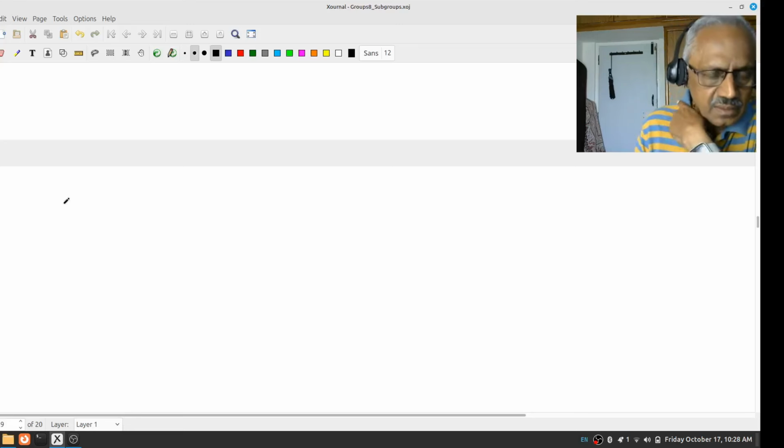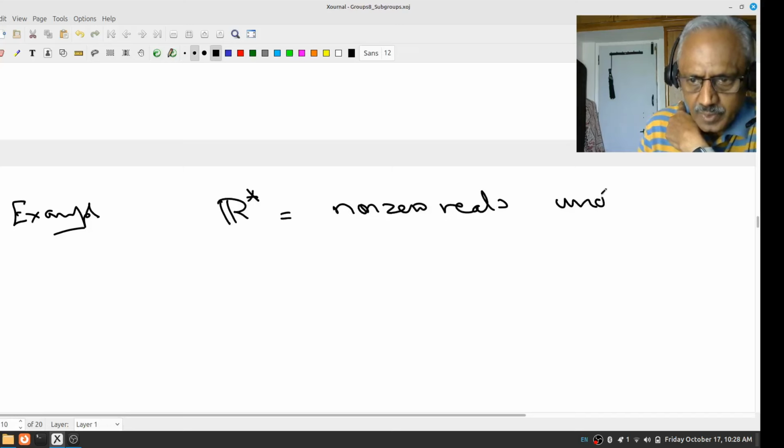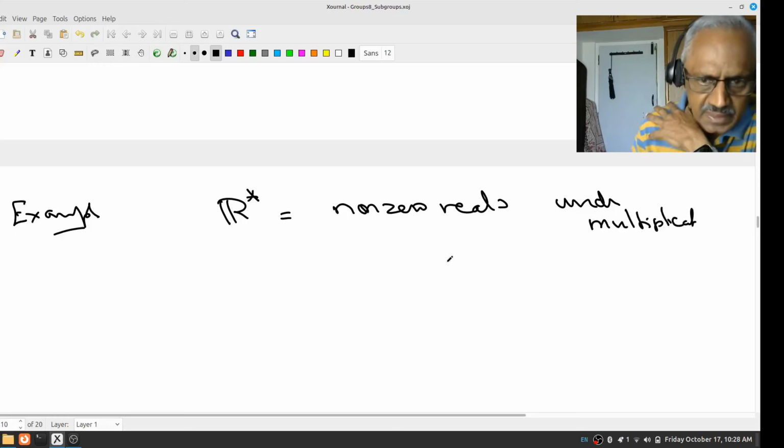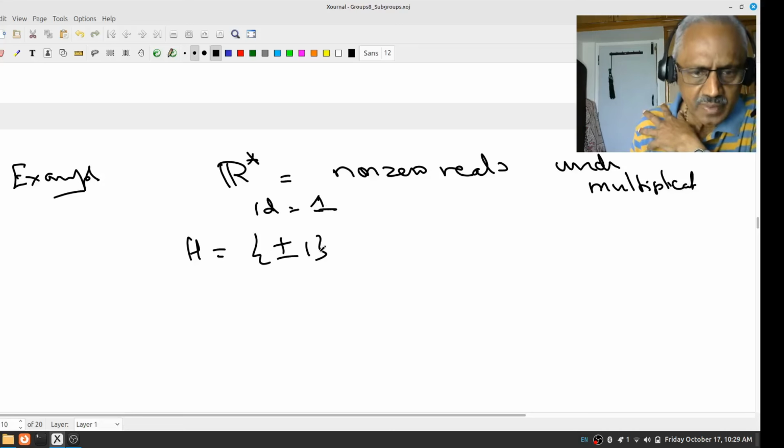Now let's look at something slightly easier also. Now let's look at R star, that is non-zero reals under multiplication. We know it's a group. It's also an abelian group, right? Now let's look at the set which is plus or minus 1. What is the identity element of this group? Identity element is the number 1, right?